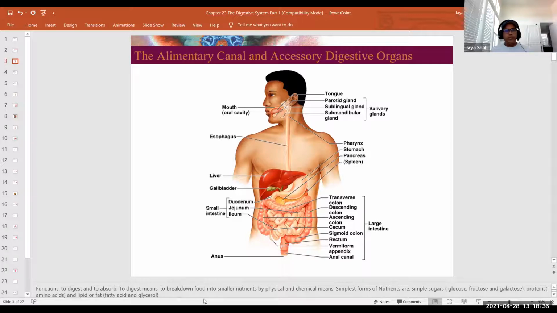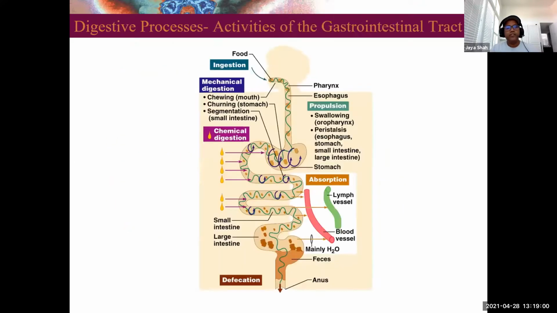To digest means to break down food into smaller nutrients by physical and chemical means. Simple forms of nutrients are simple sugars: glucose, fructose, galactose. Protein's simple forms are amino acids, and lipids or fats are fatty acids and glycerol. So you can go back and check these notes. I have written this. Okay. So once the particles are turned into smaller particles, you can see the food particles move from the intestinal wall into the capillaries or into the lymph vessels.